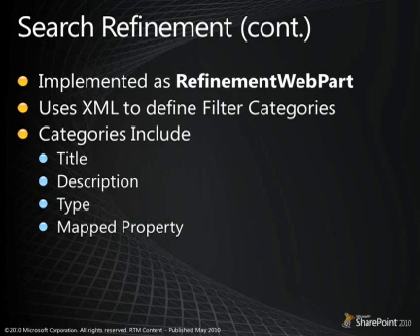SharePoint 2010 implements the Search Refinement UI with the Refinement web part. This web part uses a proprietary XML document to define the filter categories used to define how query results will be refined. By default, these categories can include title, description, file type, and map property.